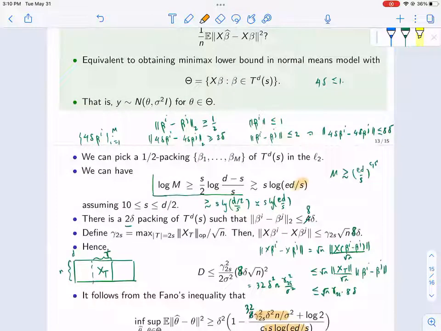So this I'll leave as an exercise. Let me know if you manage to prove this with these constants or with some other constants. Like a bonus exercise.